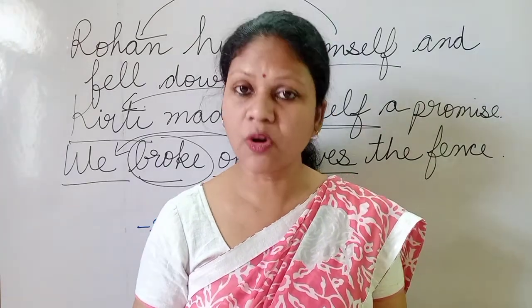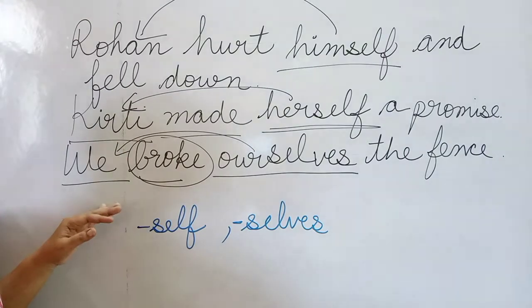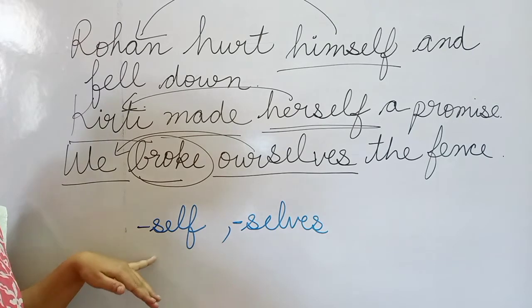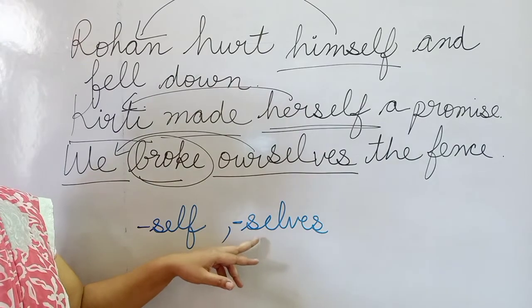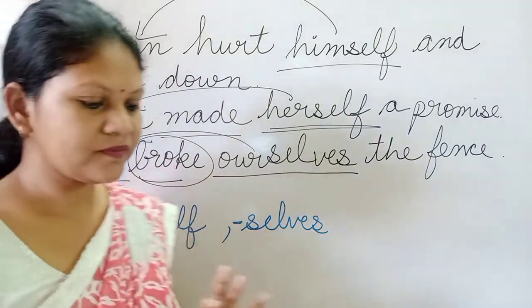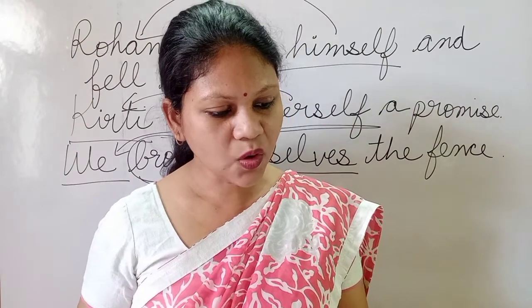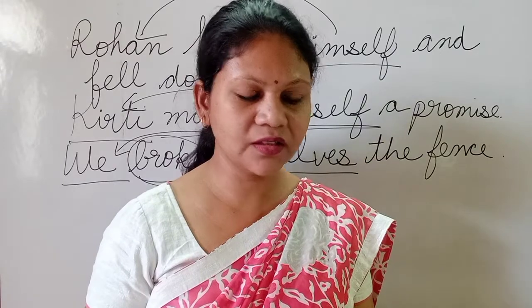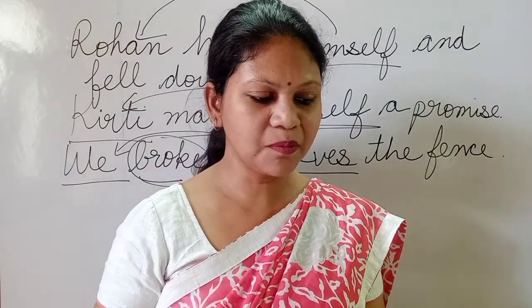And talking about the formation, children, emphatic pronouns are similar to reflexive pronouns. They are formed by adding the suffix self for the singular case and selves in the plural case. Okay, now see some examples. I did it all by myself. That means, what is the subject here? The subject is I. Did it all by myself.